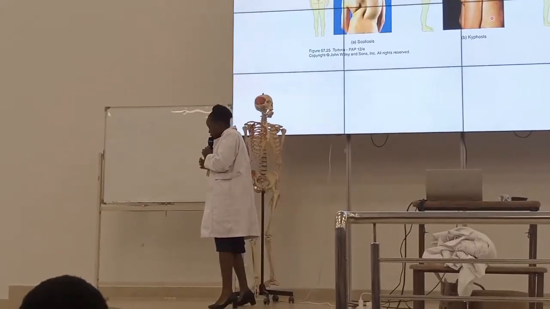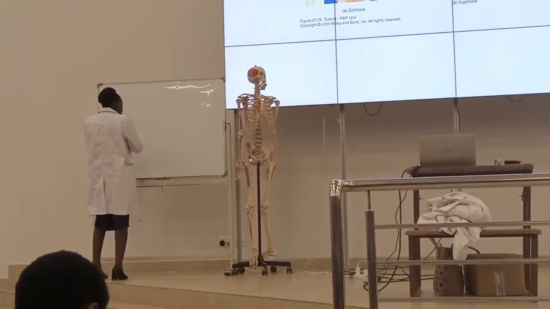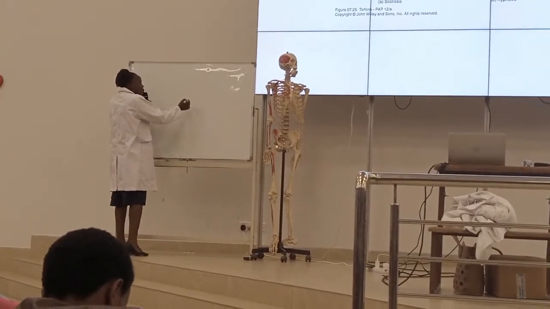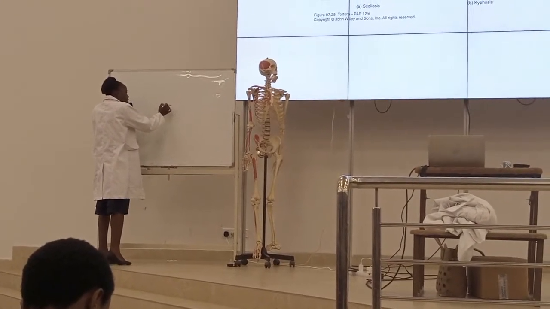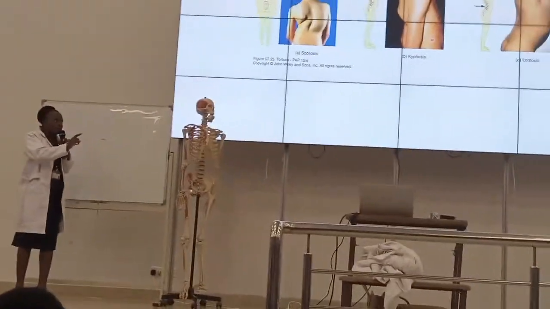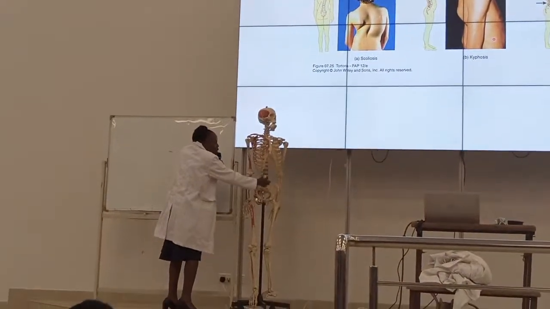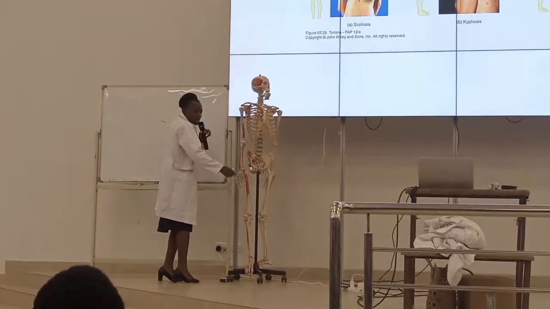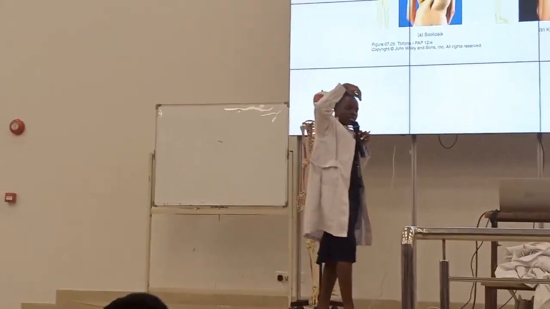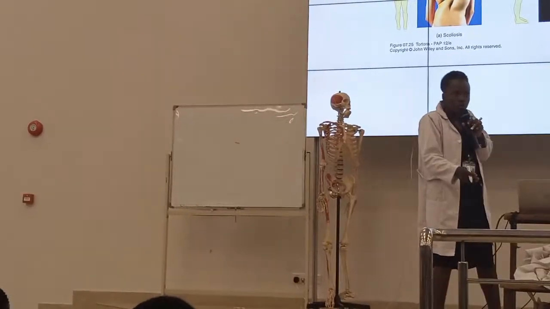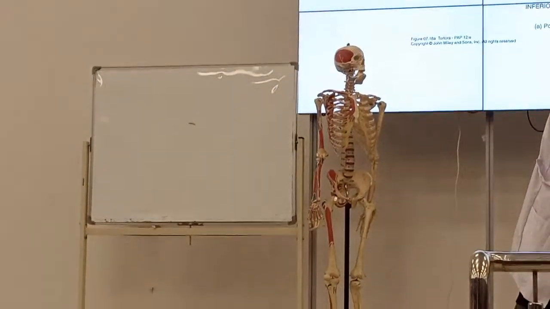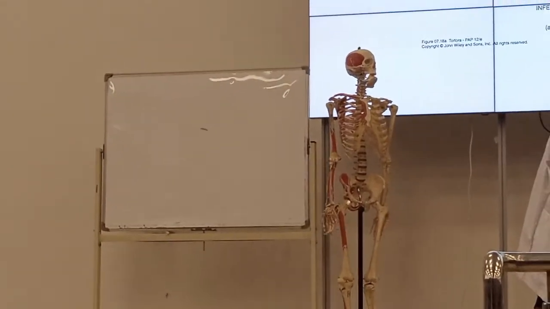That's the general structure. So every vertebra will have a body, but before I draw this, I'm just going to isolate one vertebra, okay? And this one vertebra, I want you to look at it from the superior view. Is that clear? Yes. I want you to look at it from the superior view.